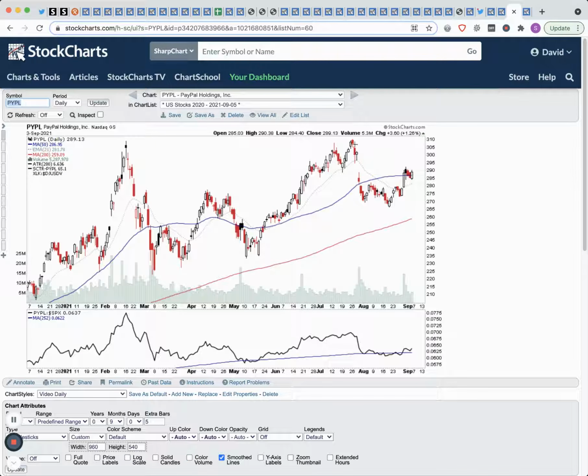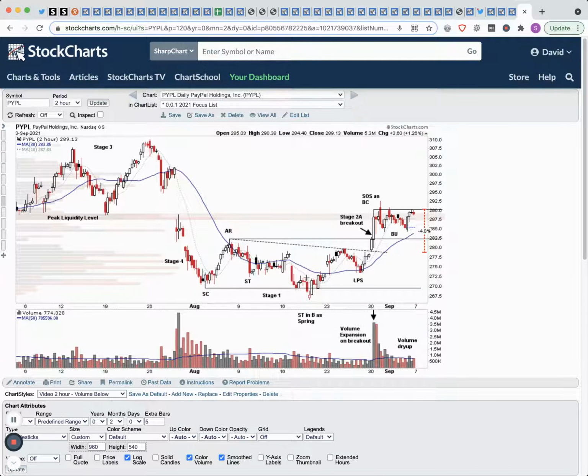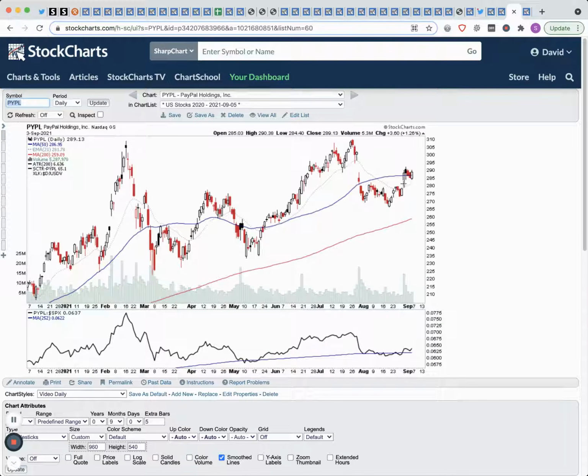So you can see the difference between the daily. So you've got that stage 4 decline into stage 1, and then the stage 2 on an intraday time frame in there. So you've got fractal sort of stages going on within, which you can then see if you go down to the 2-hour chart. And here's all that markup I said, and you can see that stage 2A breakout there, which was on that daily bar there. So back through this point here, and now it's on the back up.